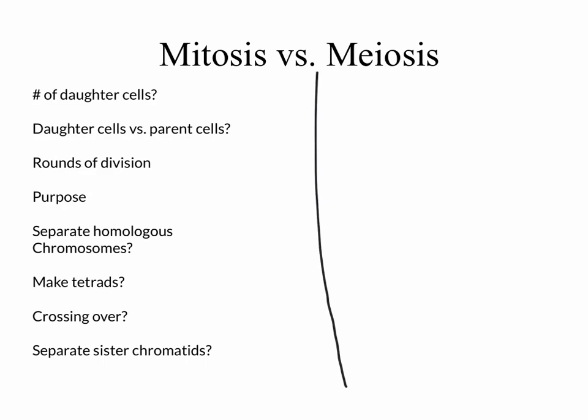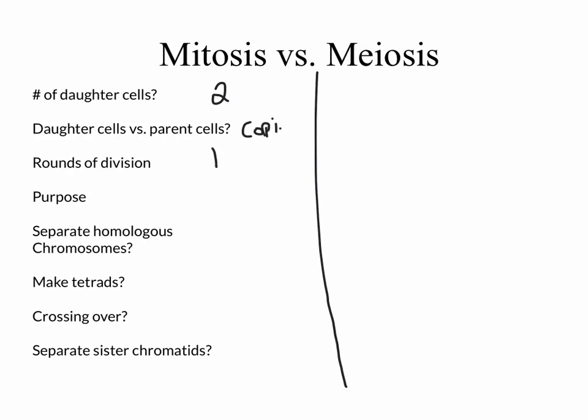The last thing I want to do during this video is to compare and contrast the process of mitosis and meiosis. We can compare and contrast the end products of these two. Mitosis has 2 daughter cells at the end of 1 round of division. These daughter cells are exact copies of each other.